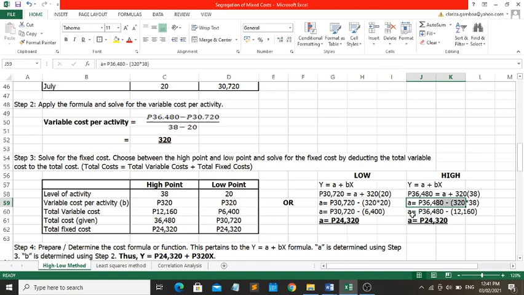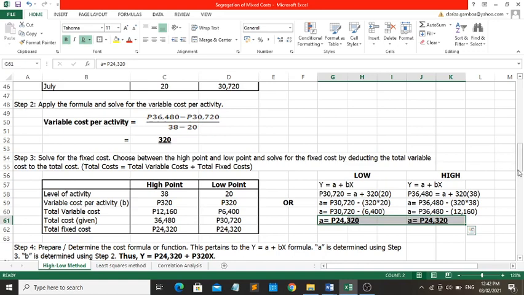So, kung tatanungin kayo, how much is the total variable cost if the guests admitted are 38 guests? So, ang sagot nyo, itong 12,160. Ito ang total variable cost mo. Kasi 36,480, yan yung total cost mo. Pero dahil yung fixed cost ang kinocompute natin, so we have a total fixed cost 24,320. Same sila ng total fixed cost ni low point. Kasi nga, kahit anong gamitin mo sa highest and lowest point, same pa rin yung makukuha mong fixed cost.